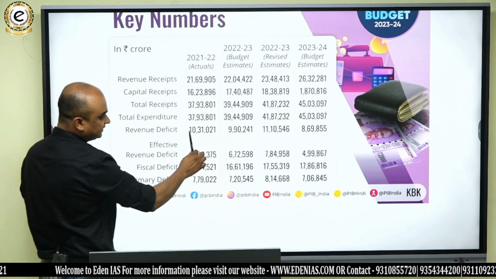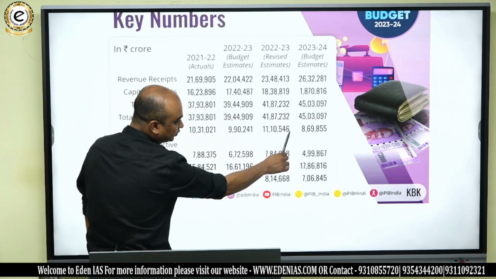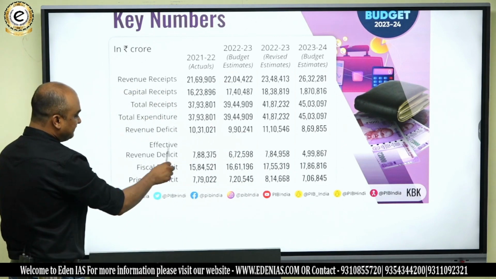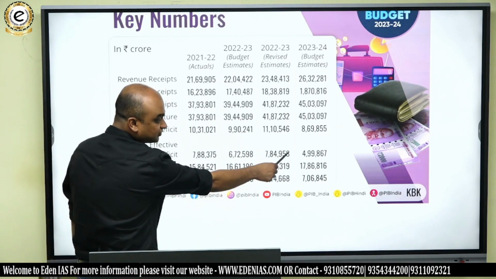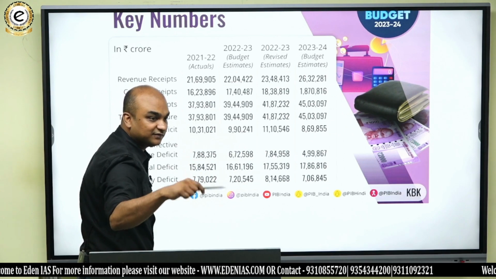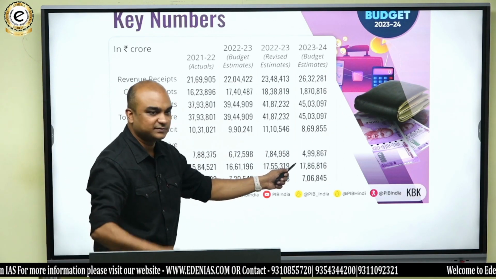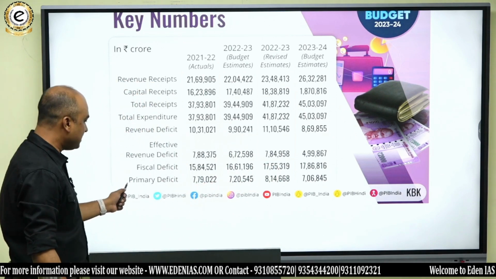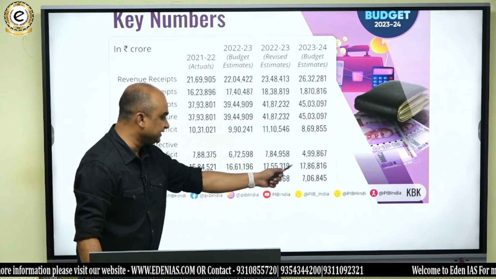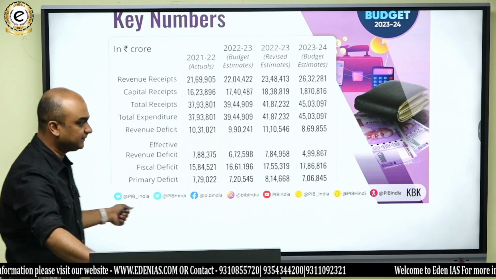Revenue deficit, you see, it is coming down. Can you see that? Effective revenue deficit, see, it is also coming down. It's a good sign, revenue deficit coming down. Fiscal deficit, obviously it has enhanced because of the 2 reasons, right? And primary deficit, obviously because it is linked to fiscal deficit, so it moves accordingly.